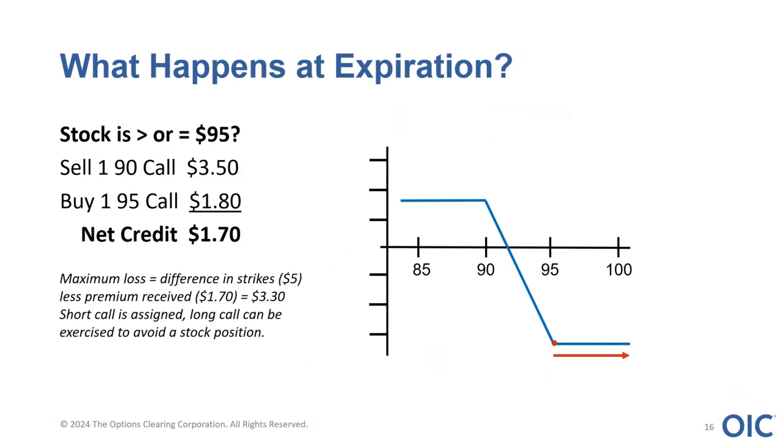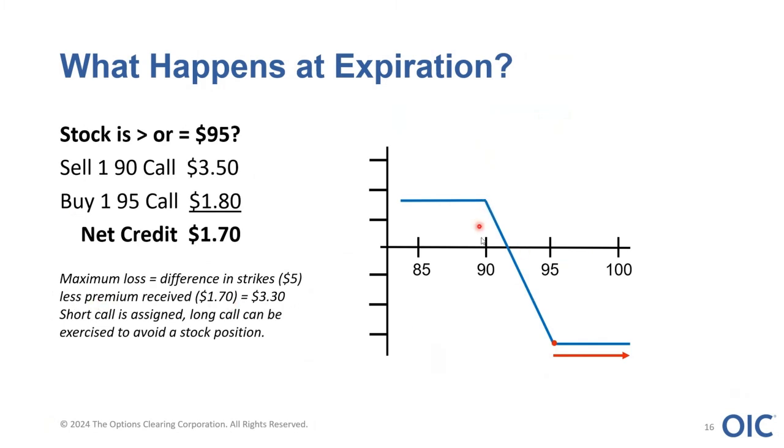Now, above 95, this is where the actual call spread is worth the most that it can be worth, anywhere above 95. And remember, what is the most that a 5-point call spread can be worth? The difference in strikes. So the 5-point call spread can only be worth up to $5. Your max loss is the difference in strikes minus the $1.70, the premium that you received, or $3.30.